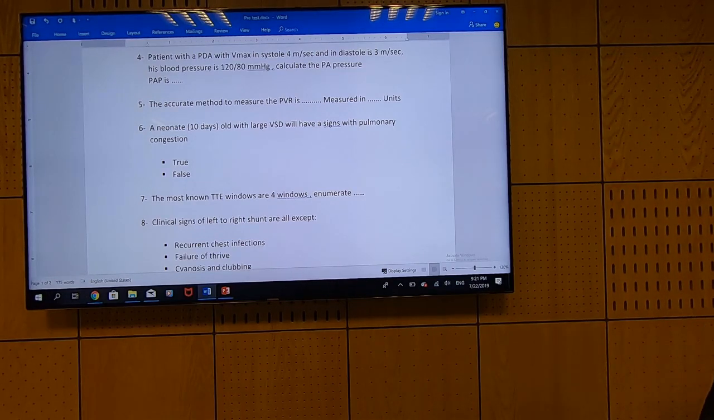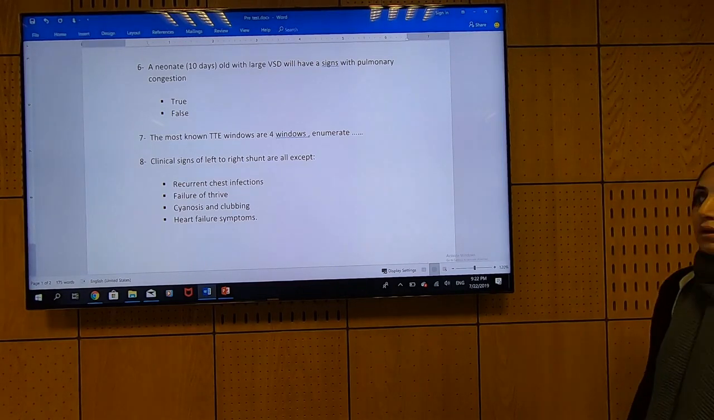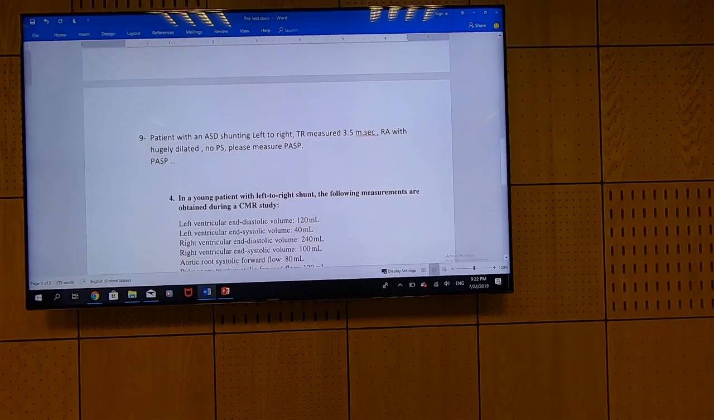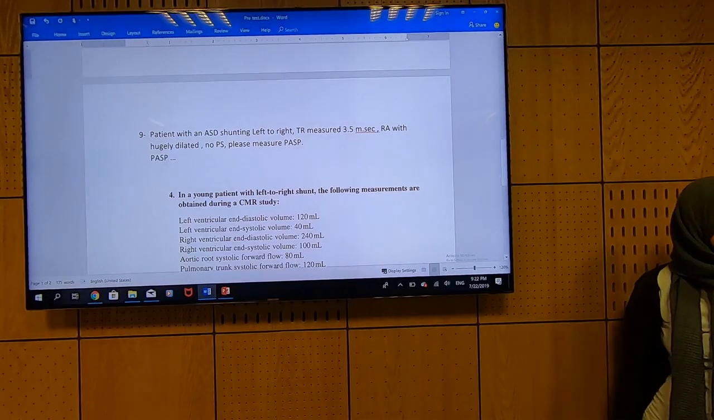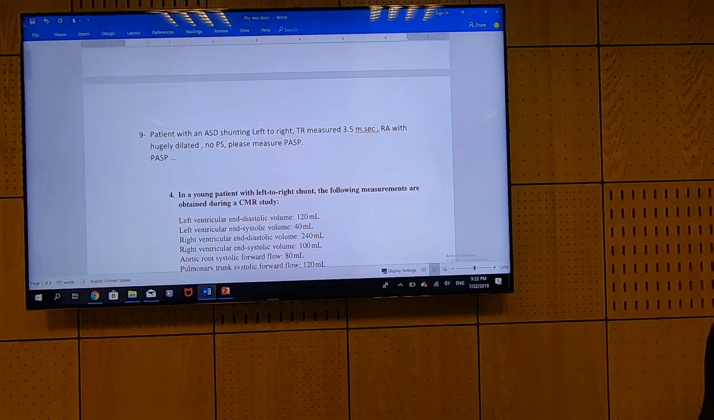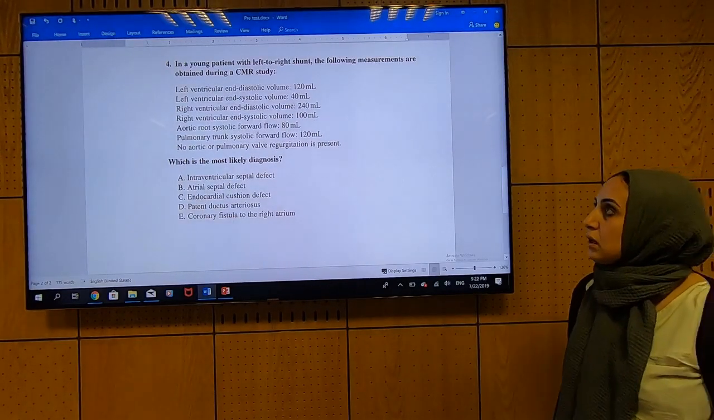The seventh question is about the transthoracic echo having 4 well-known windows, and the question is to enumerate them. Then the clinical signs of left to right shunt will be all except, giving us some criteria. And before the last is a patient with ASD shunting left to right, and the tricuspid regurgitation is 3.5 meters per second. He's describing the right atrium is usually dilated, no pulmonary stenosis, and he expects us to measure the pulmonary artery systolic pressure.